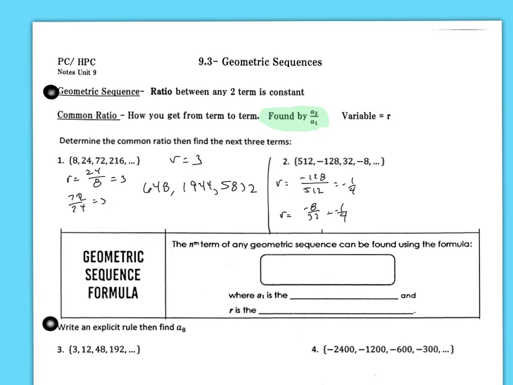Now we're going to take negative 8 and multiply by negative 1/4. I know our ratio is negative 1/4, so that turns into a positive 2. 2 times negative 1/4 is negative 1/2. Then negative 1/2 times negative 1/4 is positive 1/8. So when you have a negative r, your signs will go positive, negative, positive, negative.